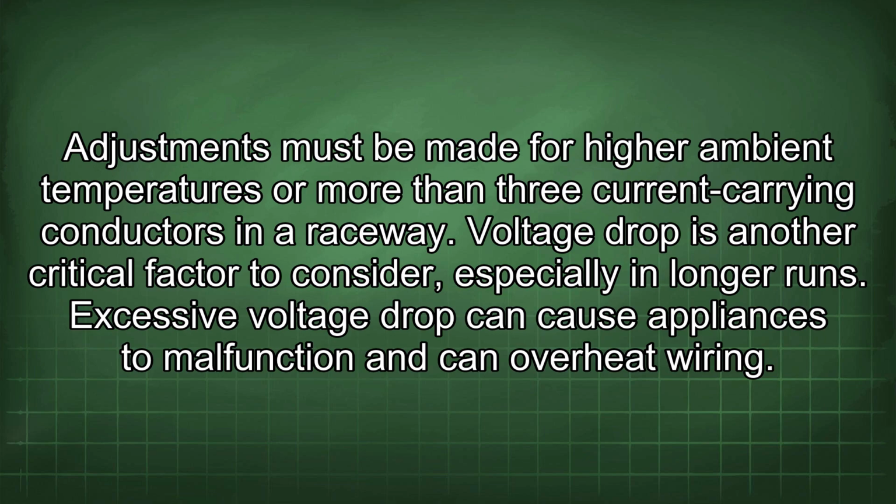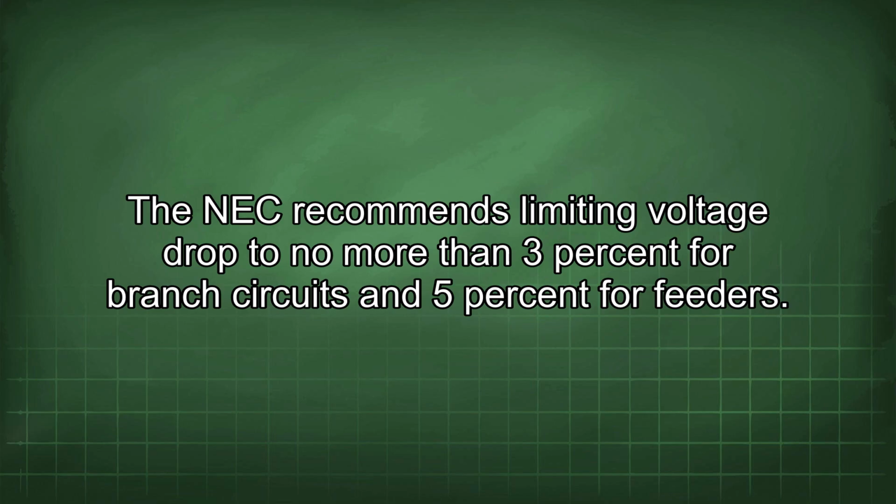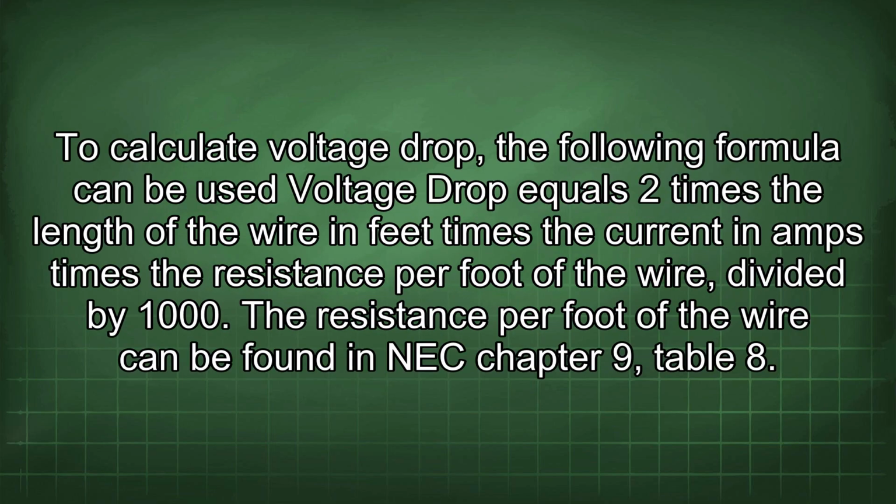Voltage drop is another critical factor to consider, especially in longer runs. Excessive voltage drop can cause appliances to malfunction and can overheat wiring. The NEC recommends limiting voltage drop to no more than 3% for branch circuits and 5% for feeders. To calculate voltage drop, the following formula can be used.